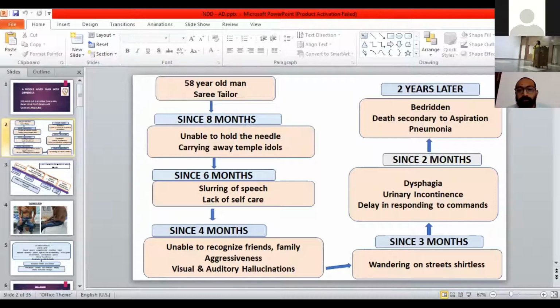Go ahead. Sorry, doctor. Actually, sir, he's a sari designer by occupation. So he was not able to make those designs on the saris. He could not have the attention, or he could not even hold a needle. The intricate design, which is part of his profession, he was probably not able to do. But I guess what it seems is a motor apraxia, and he is not able to do that. Probably, I don't know. Professor Sundar will tell us.